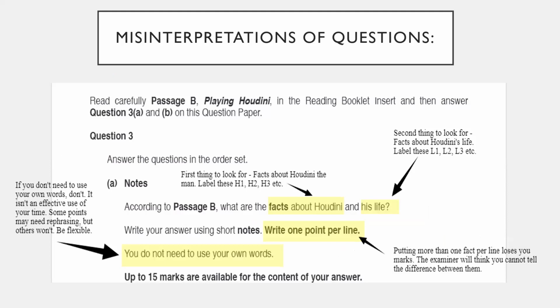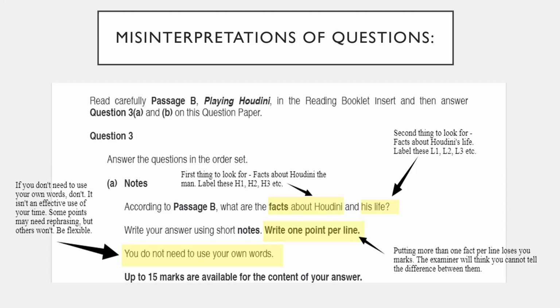In this example question, we're going to be talking about the misinterpretations of the question. So passage B, playing Houdini, in the reading booklet insert, and then answer question 3A and 3B. Question 3A says, according to passage B, what are the facts about Houdini and his life? So first thing to look for are facts about Houdini, the man.